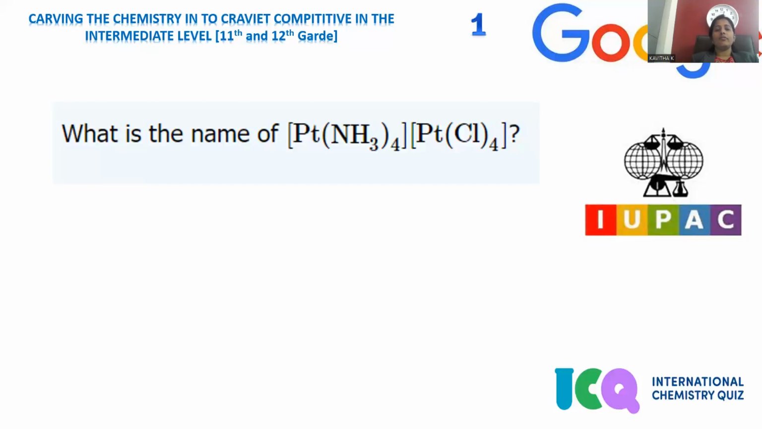What is the name of this [Pt(NH3)4][PtCl4]? As per the IUPAC protocol, we have to assign the name for this double complex. Why are we saying double complex? Here, one of the complex pair you can notice is platinum with ammonia. In the other pair you can notice platinum with chlorine. So this complex naming, we have to assign as per the IUPAC protocols.